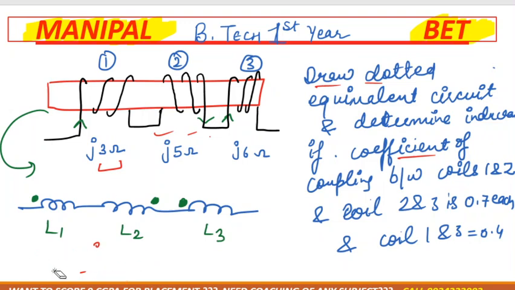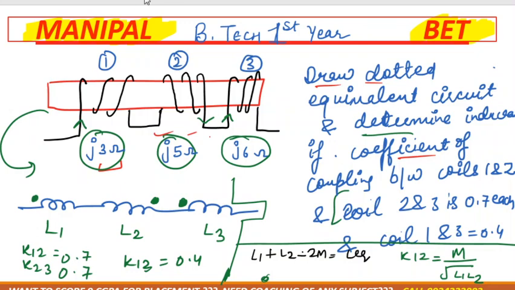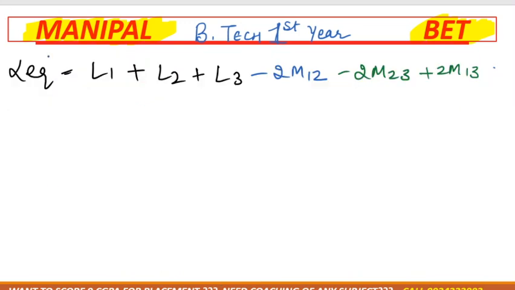This is how I changed it in the dotted form. The coefficients of coupling are given: K12 and K23 are both 0.7, and K13 is 0. Now you need to determine the individual inductances. They didn't give you L, they gave you XL because they mentioned ohm, and they also mentioned the frequency, 50 hertz.